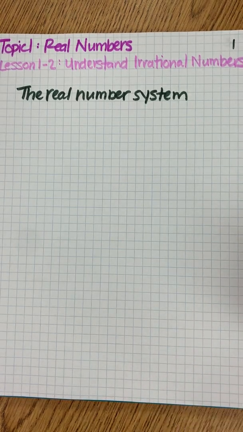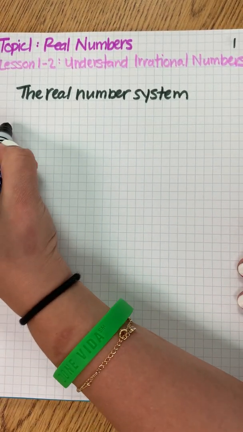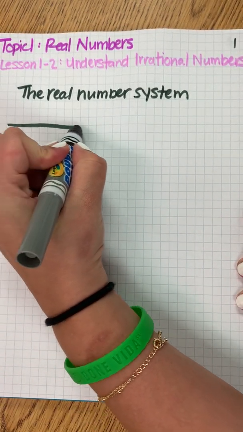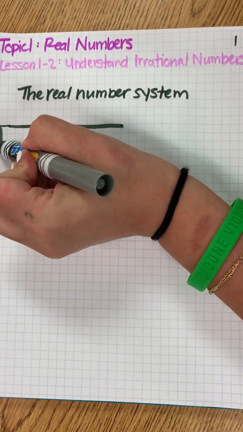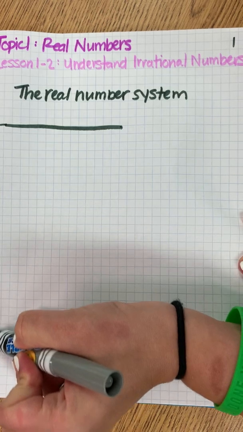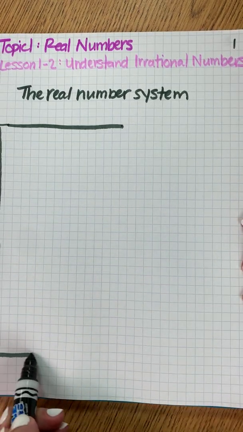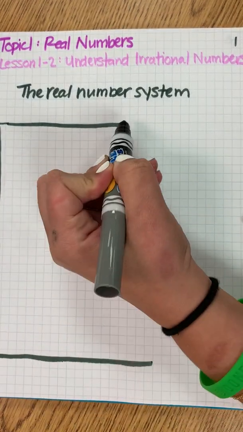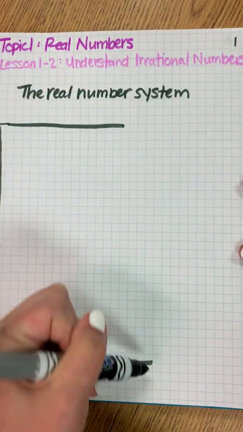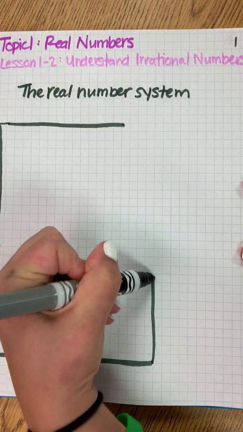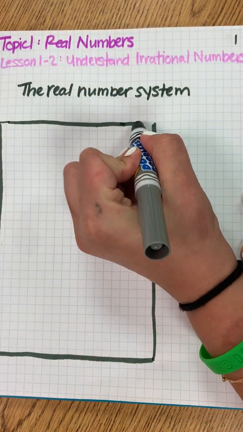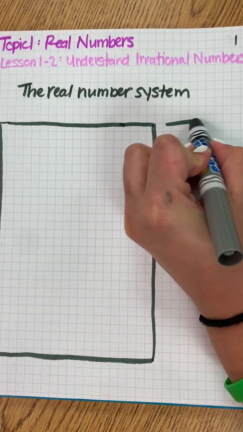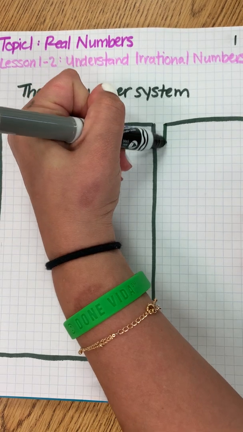Basically, it's going to have two rectangles next to each other. One's going to be larger than the other. So go ahead and help yourself by drawing your rectangles. We'll do one large one on the left and then a smaller one on the right.